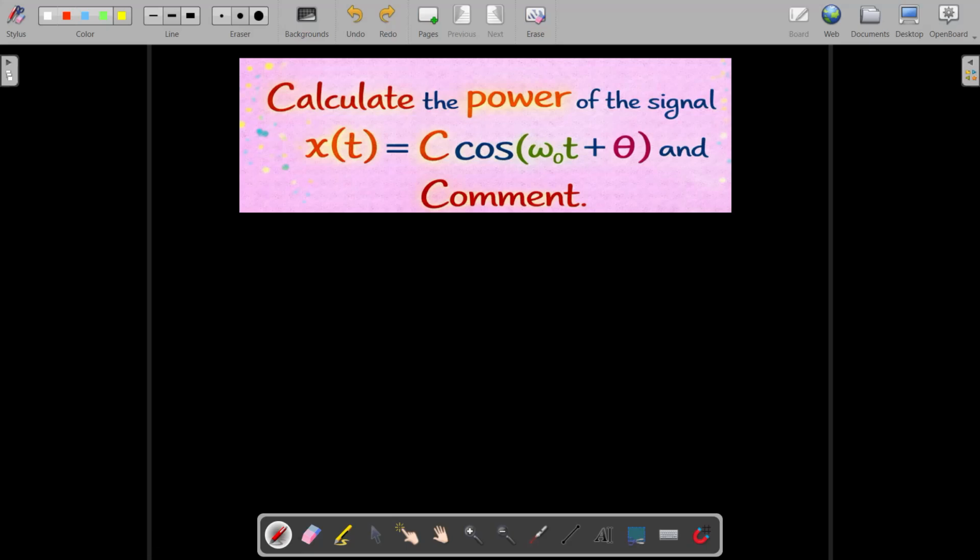So this video is going to be on calculating the power of the signal x of t is equal to c cos(omega naught t plus theta). So not only calculating the power, but what is the main observation that one can draw from this question. So let us go to the solution now.